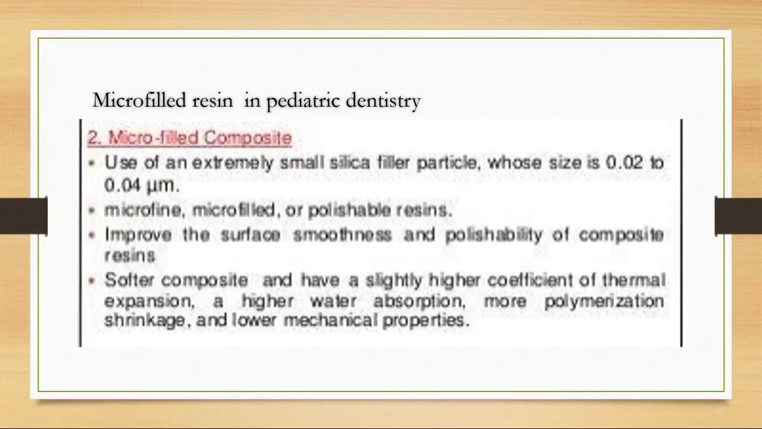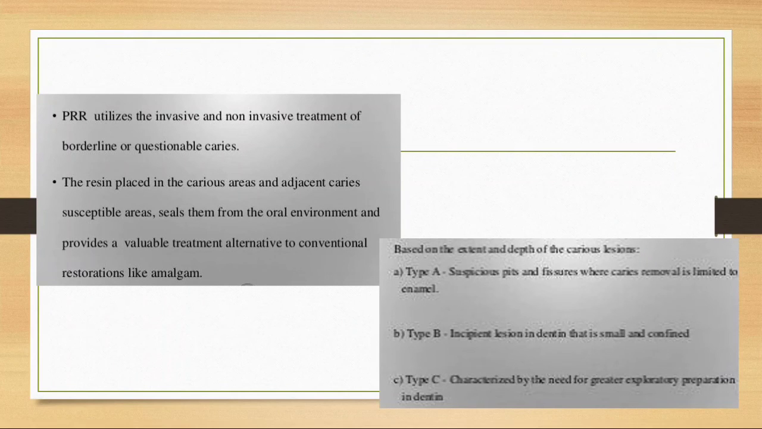And microfilled resins can be used as a composite for small cavities. Preventive resin restoration, there are 3 types: type A, type B, type C. It is restoration. It is completely different from pit and fissure sealant, because pit and fissure sealant is a preventive technique. This preventive resin restoration, the name itself is a little confusing, because we are saying preventive and we are making a restoration. Restoration means something we are going to restore, something which is already lost. So tooth material is lost, so we are restoring it.